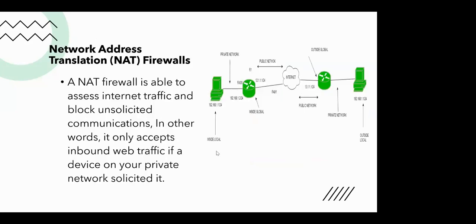Network address translation or NAT firewalls. A NAT firewall is able to assess internet traffic and block unsolicited communications. In other words, it only accepts inbound web traffic if a device on your private network solicited it.